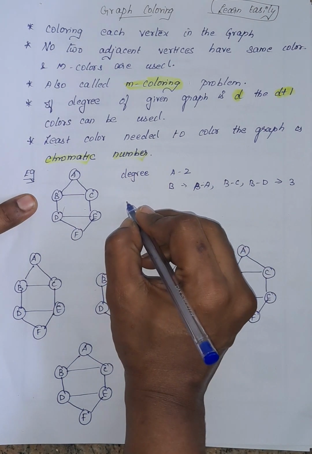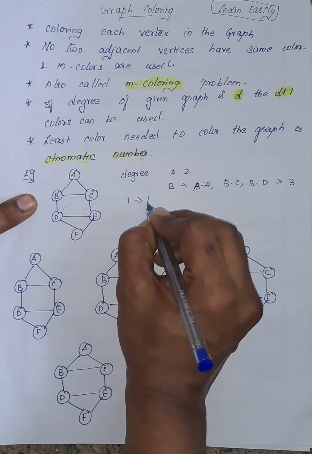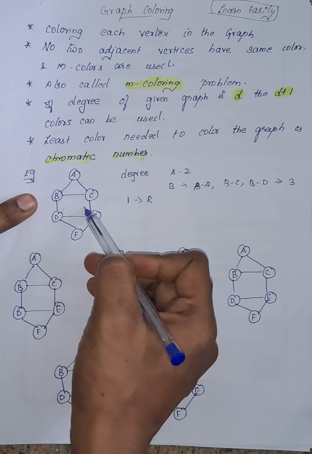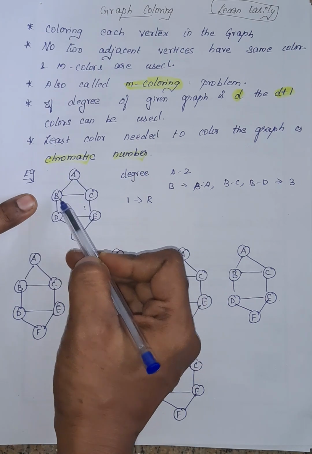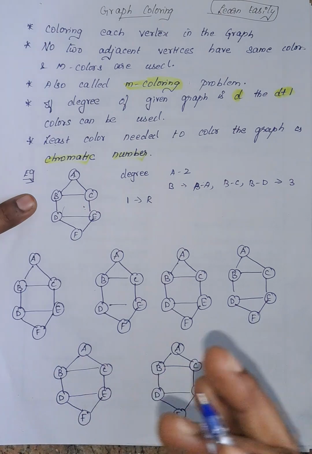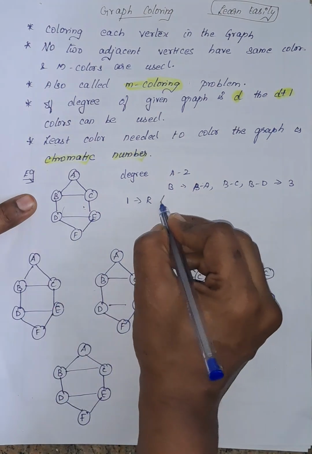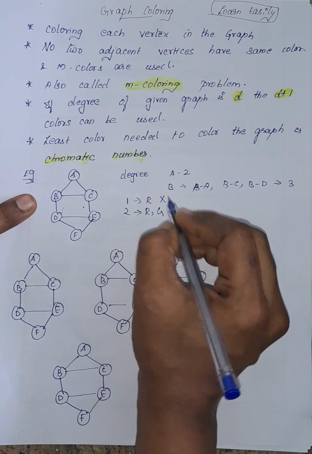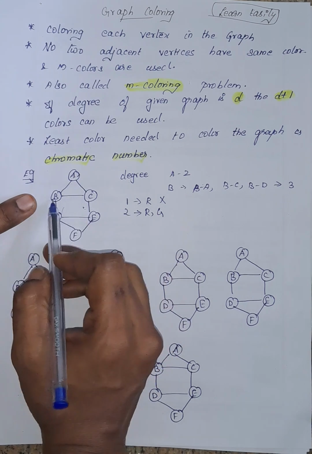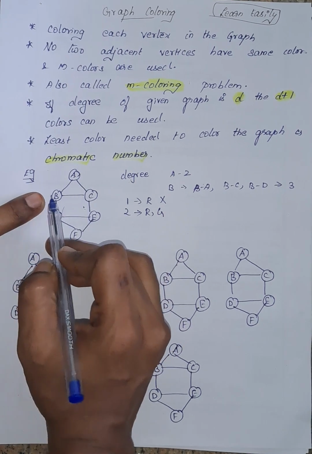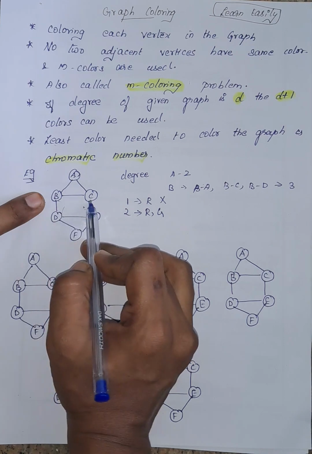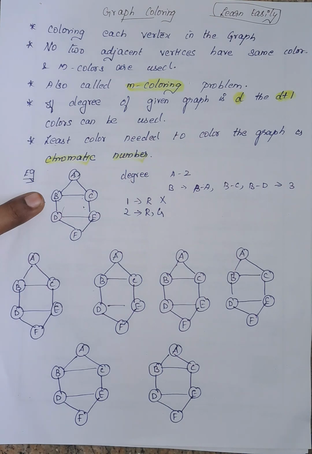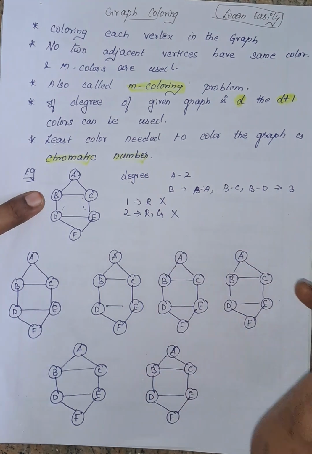If I use the number value of one color, that means red, I cannot in any situation color this graph, because A is connected with B, C, so they are interconnected. So I can't use one color alone. So I'm checking for two colors. Let me choose red and green. If I give red here, then I have to give only green here. But B and C are already connected. So in any case I can't complete the graph with two colors. So there is no possibility.